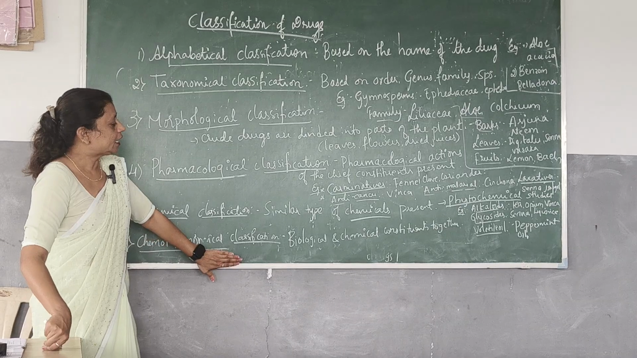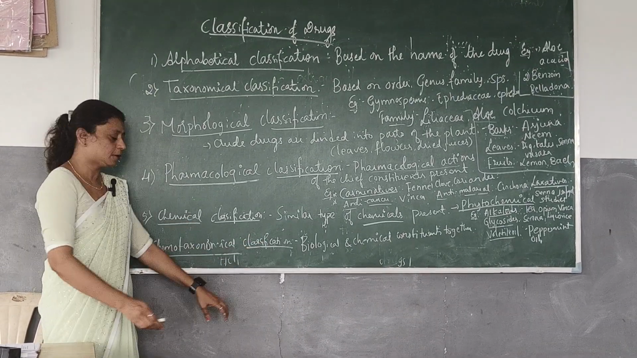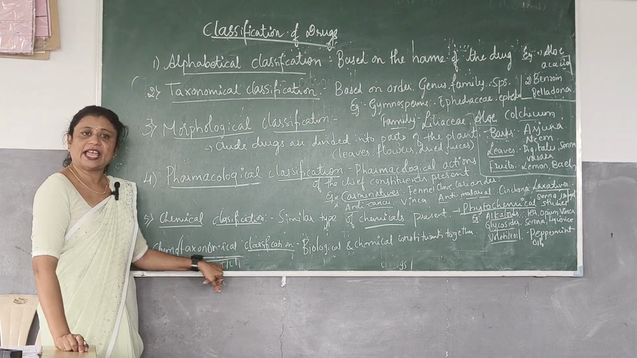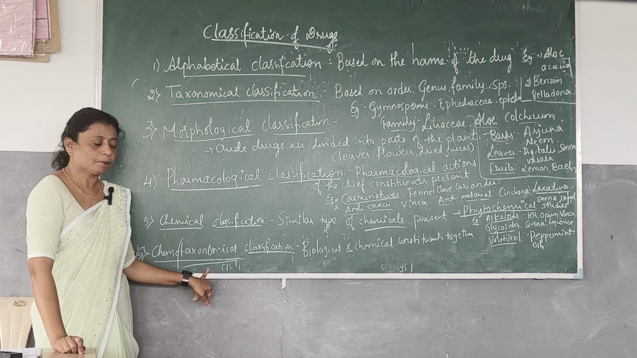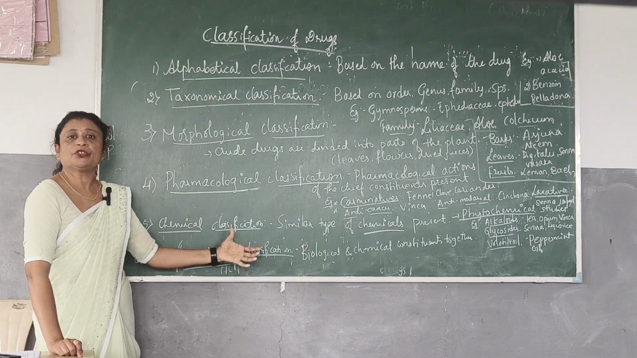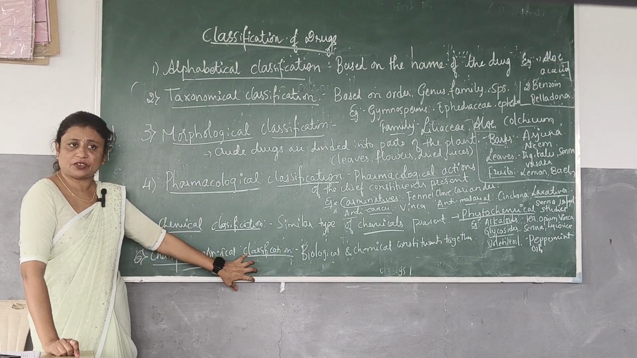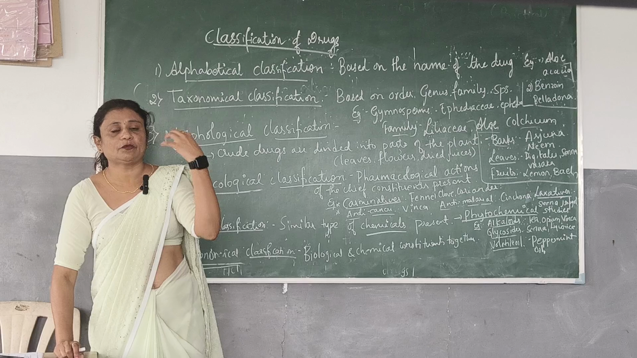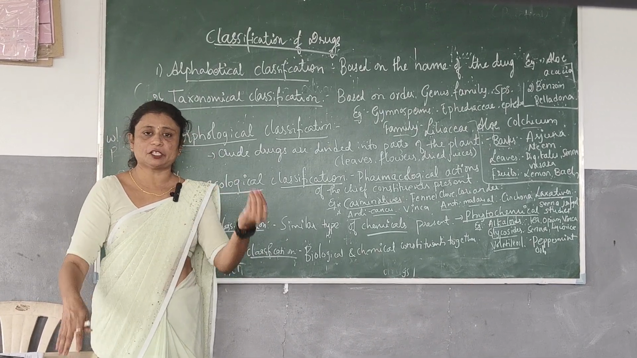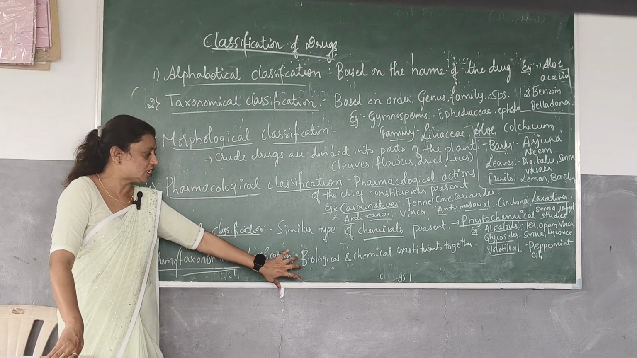Next, coming to the chemotaxonomical classification. As the name indicates, it is made up of two words. One is chemo and the other is taxonomical. Chemo means the active constituents which are present in the crude drug. And taxonomy, as I told you, is the classification based on order, genus, family. So including both, which active constituents are present in the crude drug and to which family it belongs, based on that, the chemotaxonomical classification is done.